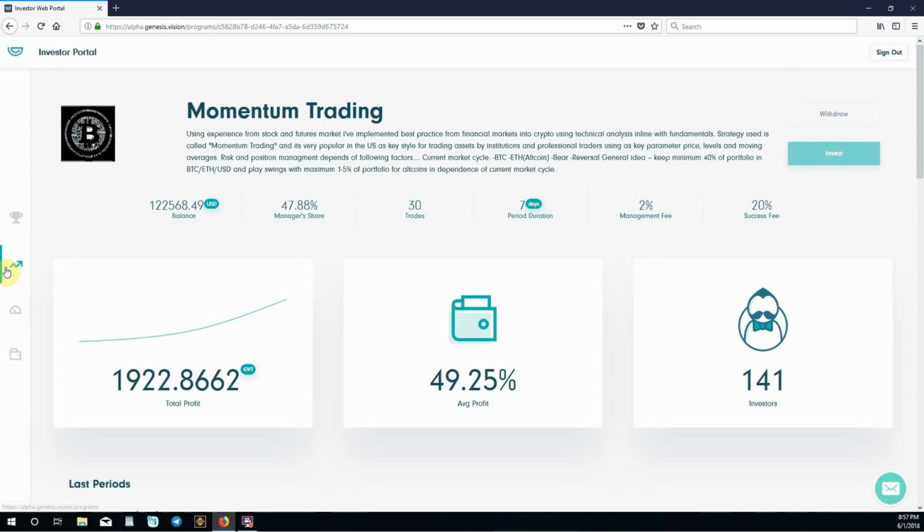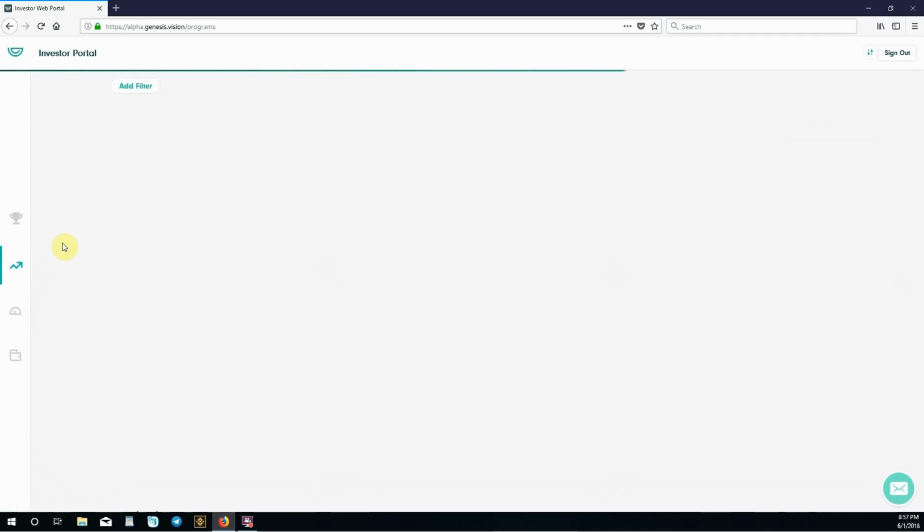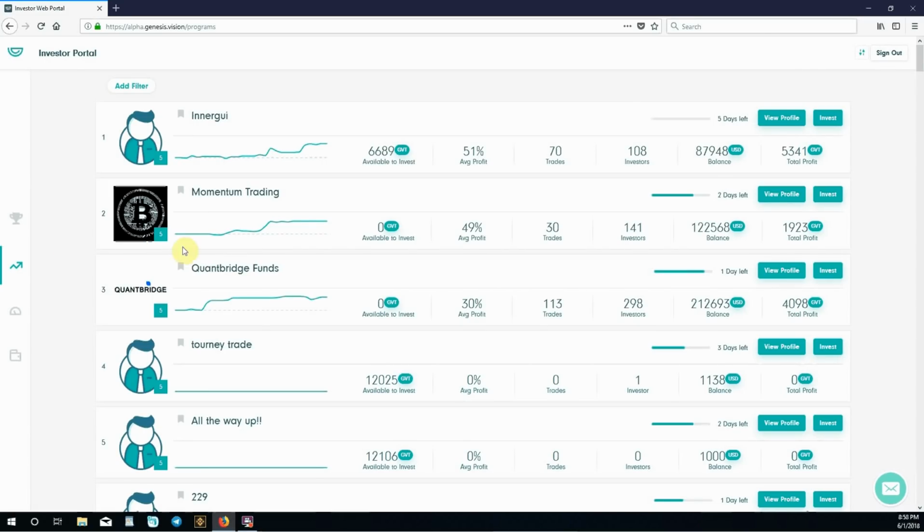It doesn't work. Let's check out why it does not work. Go back to programs. The reason that this will not work is because this program has been completely bought out by these 141 investors. There are 0 Genesis Vision tokens left available to be bought. So we can either wait for the 2 days to close out to see if these investors sell out of the program when they take profits, to see if there will be tokens available to be bought, or we can go view another trader in here and see what they're about and possibly make an investment in their program.